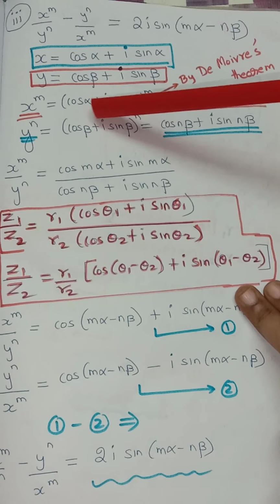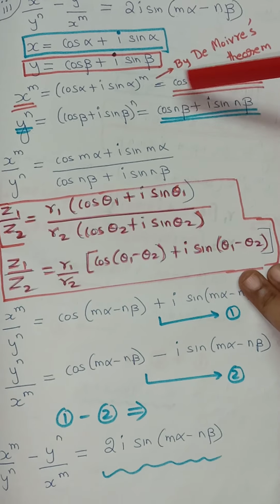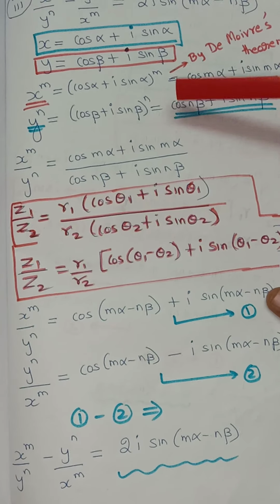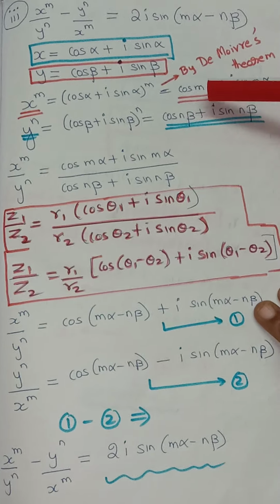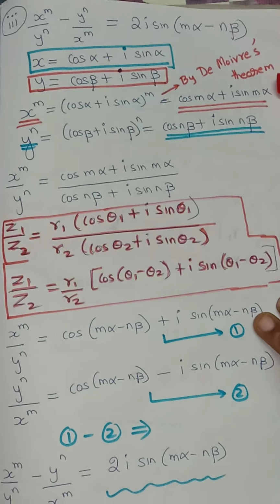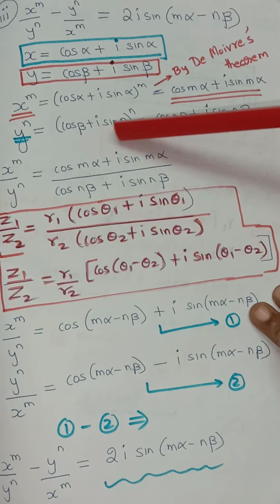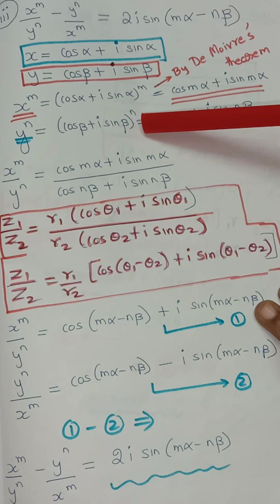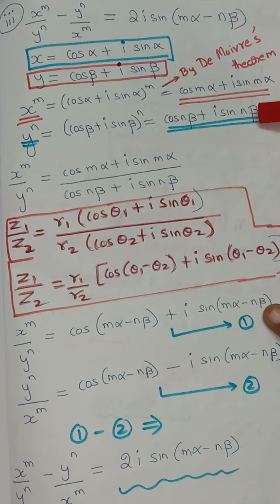So I should write (cos alpha + i sin alpha)^m. Since this is in polar form, I can apply de Moivre's theorem. When I apply de Moivre's theorem, this power I should put near the argument. So I will have cos m alpha + i sin m alpha. Similarly, y to the power n, that is (cos beta + i sin beta)^n. Here also I am going to apply de Moivre's theorem, so I will have cos n beta + i sin n beta.